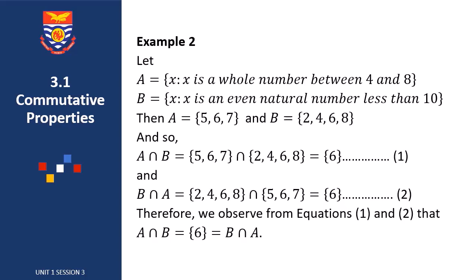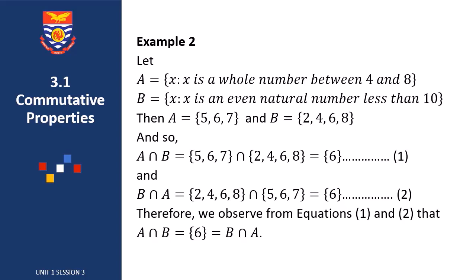We come round to do B intersection A, and so this time we bring the set B first, then we bring the intersection symbol, and then we bring the set A. Again, the element that is common to both B and A is 6. We call this one equation 2.